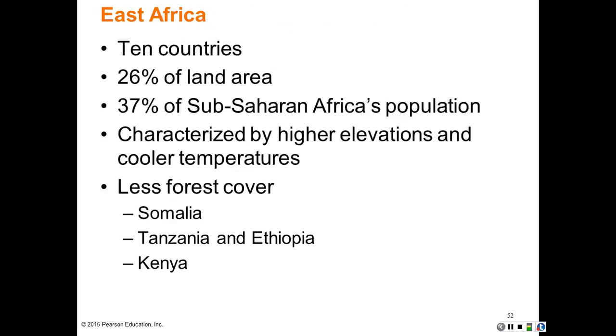East Africa, our last region, consists of 10 countries with 26% of the land south of the Sahara and 37% of sub-Saharan Africa's population. This area is characterized by higher elevations and cool temperatures. It has less forest cover than the other regions discussed. We will discuss the countries of Somalia, Tanzania, and Ethiopia, as well as Kenya.